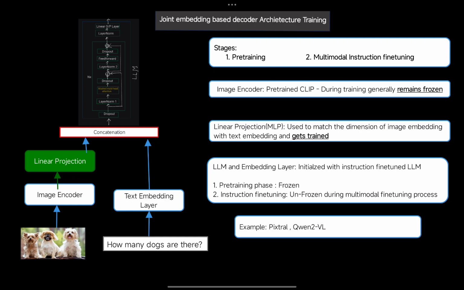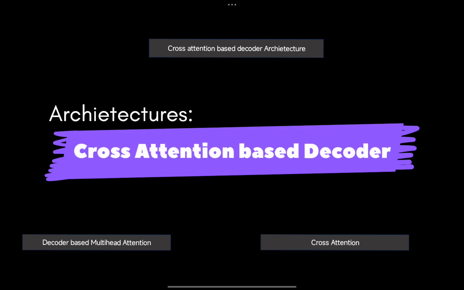So typical examples of this architecture are like Pixtral and QWEN2VL. So these two models are based on this joint embedding based decoder architecture. Now let's talk about the other architecture, which is like the cross attention based architecture.